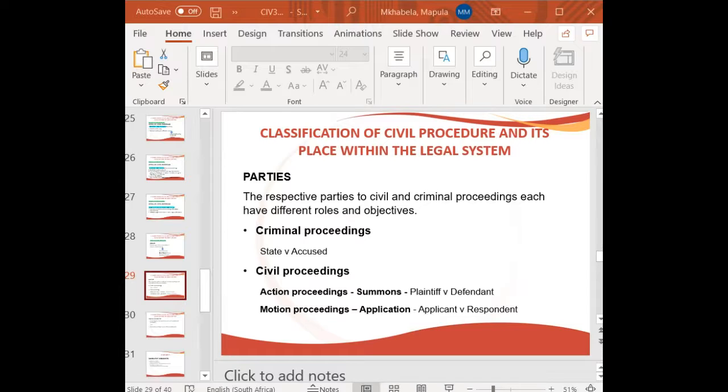Wherever proceedings are brought on application, the person bringing the application is known as the applicant, and the opposing party is called the respondent. If the matter goes on appeal, the person who lodges the appeal is known as the appellant, and the other party as the respondent.